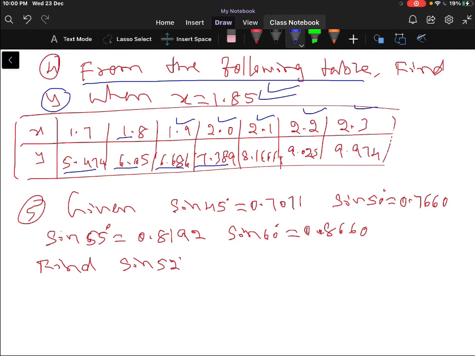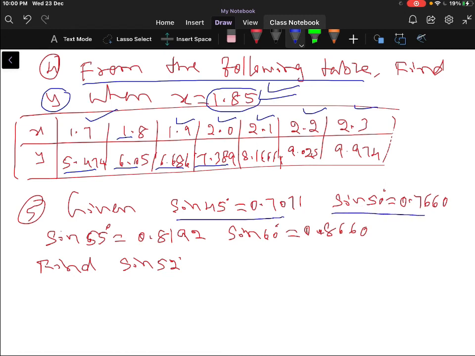To find the value of y at x equal to 1.85, you can use Newton's forward interpolation formula, because 1.85 is near to the initial value 1.7. So therefore Newton's forward interpolation formula is appropriate. You can do this problem yourself, because it is similar to the previous problems. So let us move to another problem.